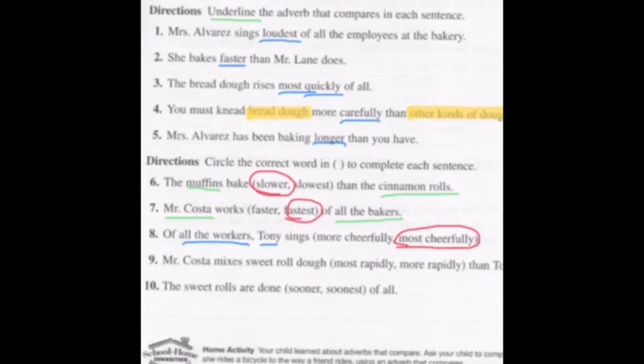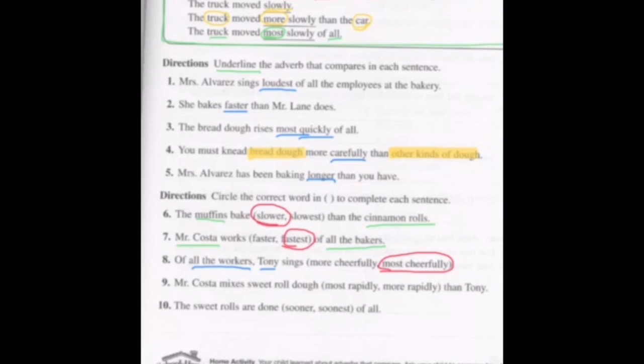Number 9, Mr. Costa mixes sweet rolled dough blank than Tony. Only comparing 2 people. So Mr. Costa mixes sweet rolled dough more rapidly than Tony. We're only comparing 2, so we use more. And finally, the sweet rolls, plural, are done blank of all. Oh my goodness. So we're comparing a lot here, right? Not just 2 things. So the sweet rolls are done soonest of all, EST.